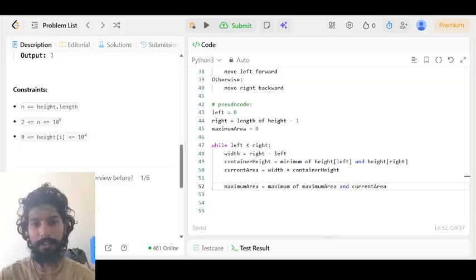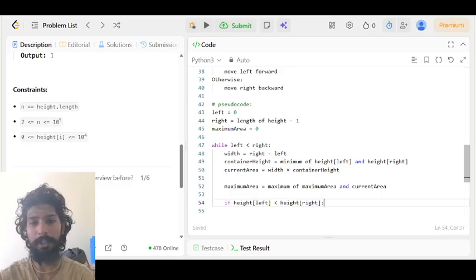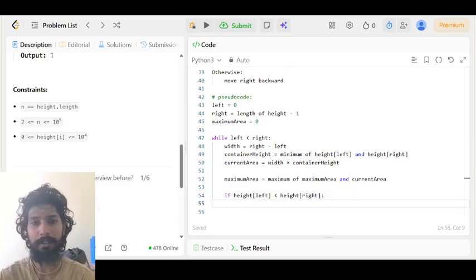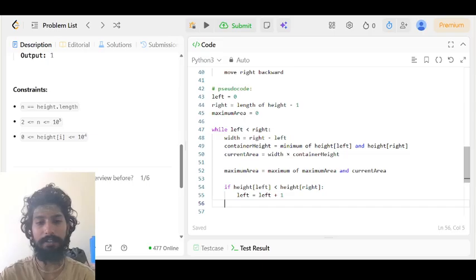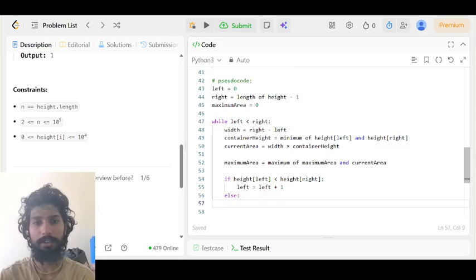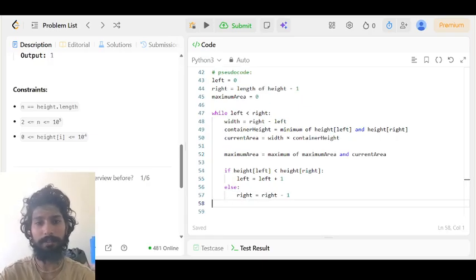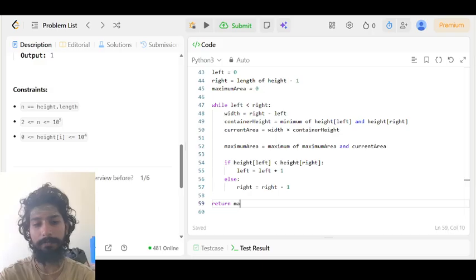Then we check this condition, that is, we are checking which height is shorter. So if height of left is less than height of right, we go inward from the left. Else we go inward from the right. And finally we return the maximum area.